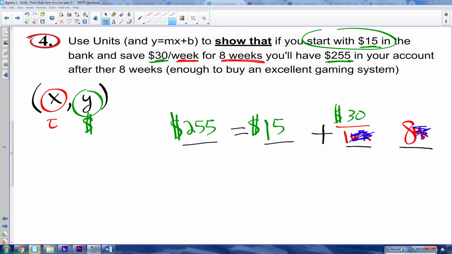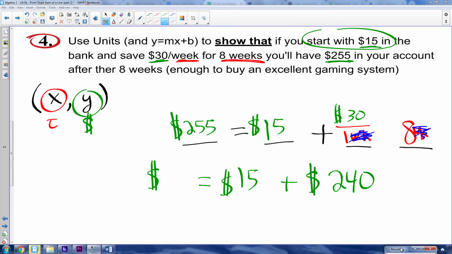So that unit's gone. We now have 30 times 8, but it's $30 times 8. So if it's $30 times 8, we get $30 8 times. How much money have we gotten? $240. And we already had 15 for starters in the bank. And now we want to know what that whole account balance is. Well, it's $255.